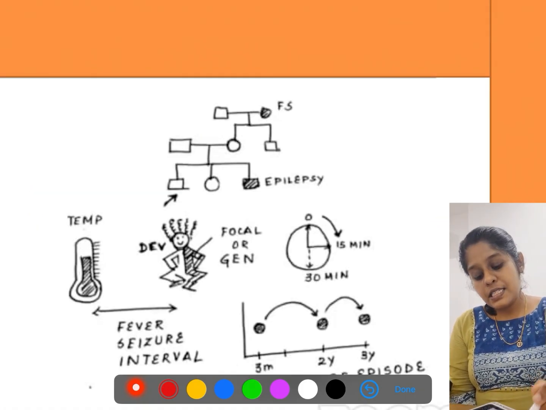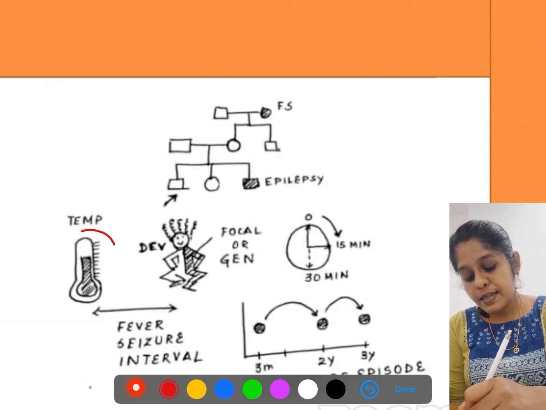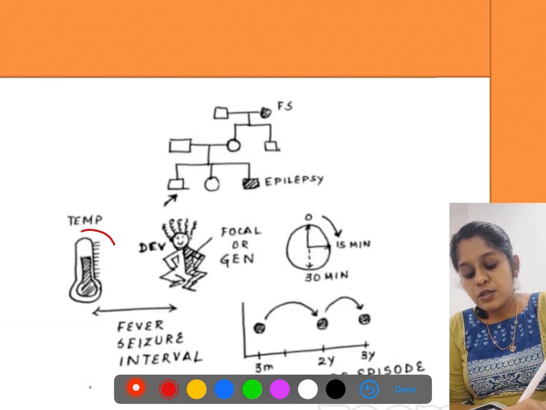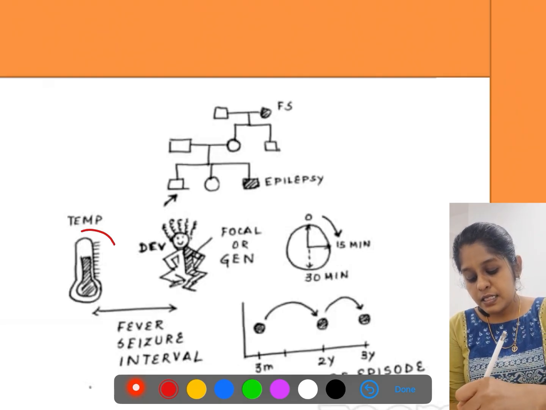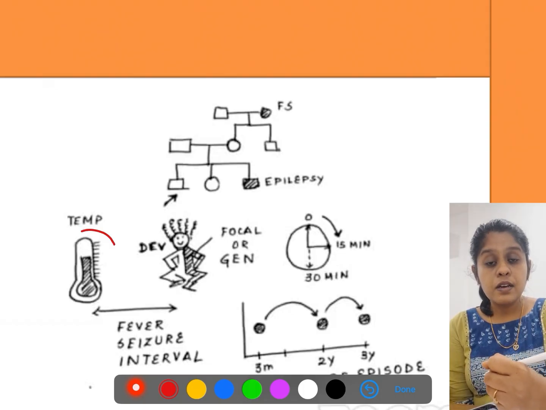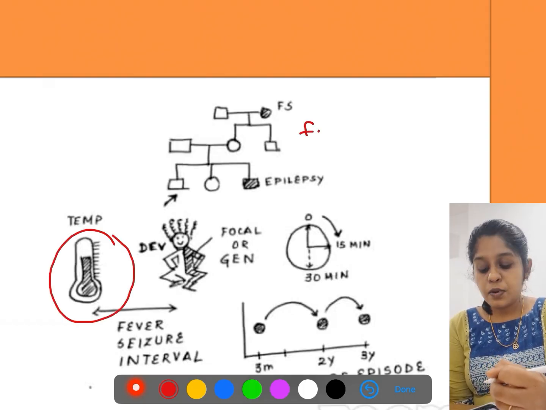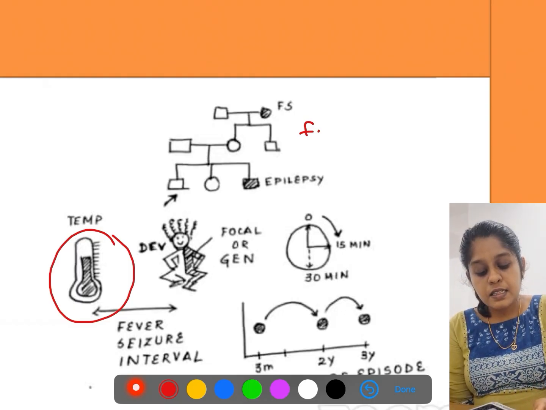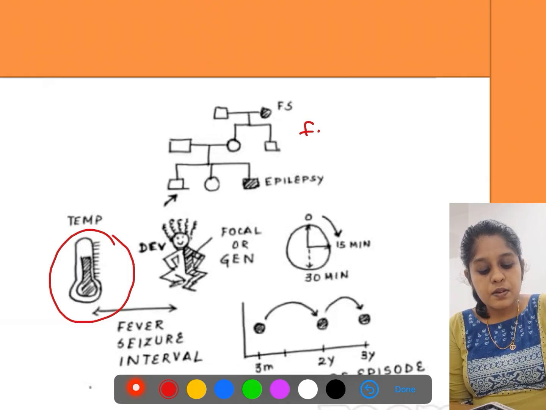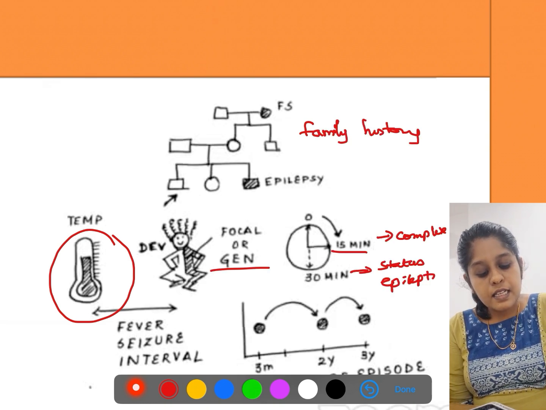So this is a very simple depiction of febrile seizure. We know that febrile seizure can be related to genetics, so we have to take a good family history. It occurs mainly because of the infection-triggered fever response occurring in an immature brain. It can be focal or generalized. If it lasts more than 15 minutes, you call it complex. If it is more than 30 minutes, it's called febrile status epilepticus. These can occur from 6 months to 60 months.